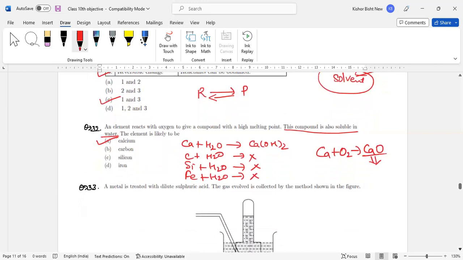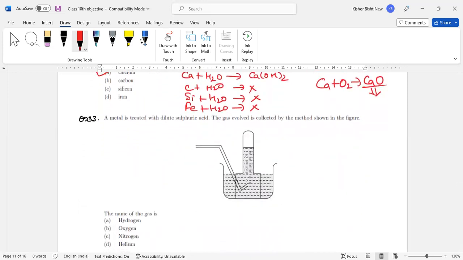Now come to the next question, question number 33. I think we have already discussed this question once. Again, you see, a metal is treated with dilute acid. A metal reacts with dilute acid and always forms salt plus hydrogen gas. Clear? Which gas is evolved and collected here? Hydrogen gas. Simple. The options are hydrogen, oxygen, nitrogen, and helium. So hydrogen is the correct answer.